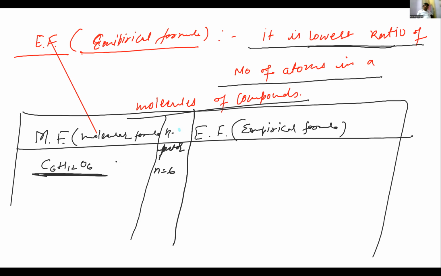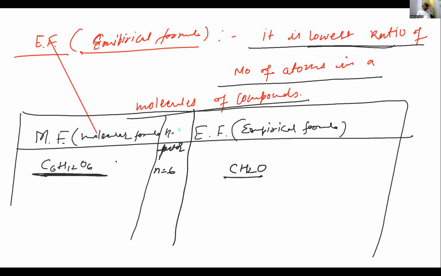Now you divide this by 6. What formula will come? Can you tell me? CH2O. This is the empirical formula of glucose.